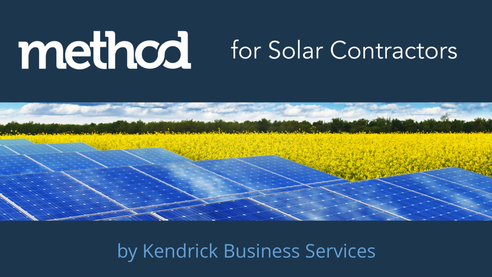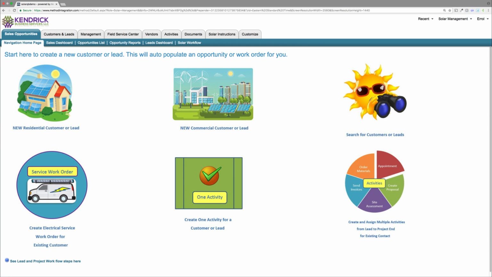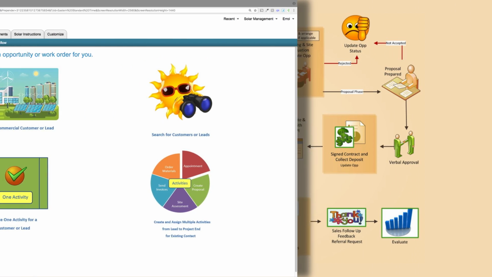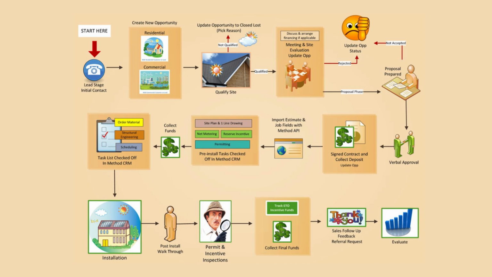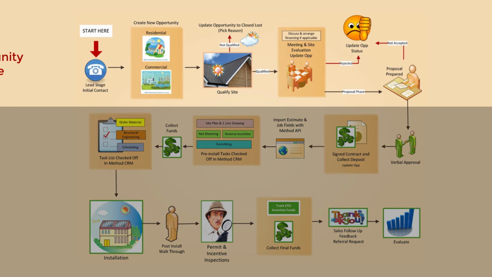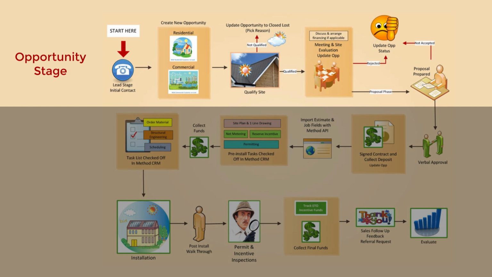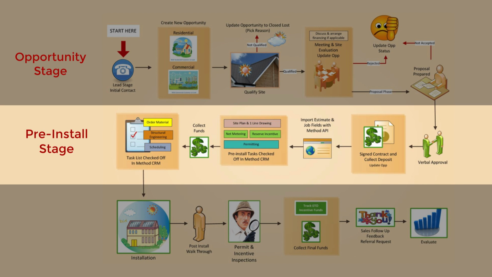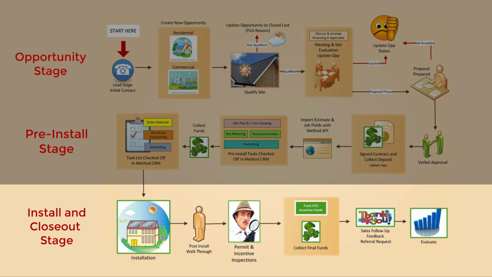In this video, we are going to show you how Method CRM has been customized for solar contractors who perform solar installations and electrical service work. We make it easy for you to follow the steps to take you from the sales or opportunity stage to the pre-installation phase, then the installation phase including inspections, and all the way to project close and customer follow-up.